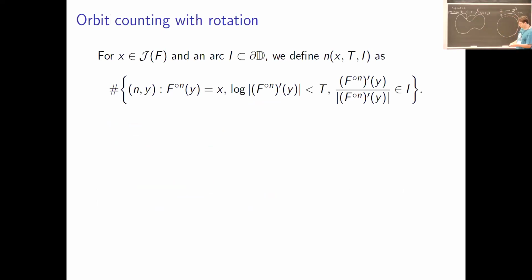More generally, one can study orbit counting with rotation. Given an arc I on the circle, one can count repeated preimages where the argument of the derivative belongs to I. And one expects that for a generic rational map, the argument gets equidistributed in the circle.